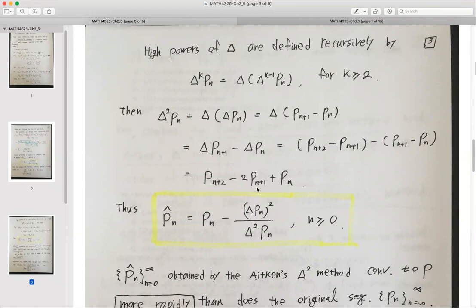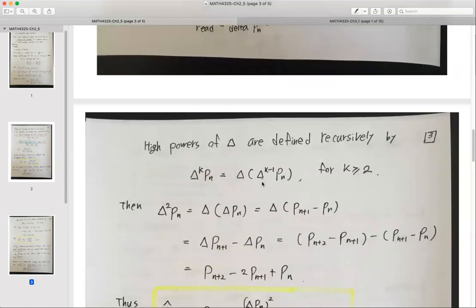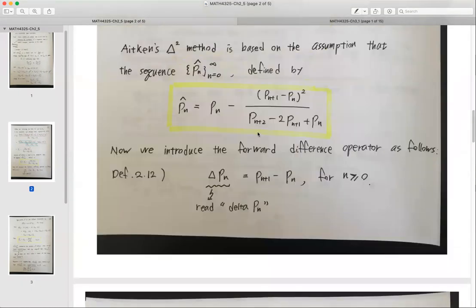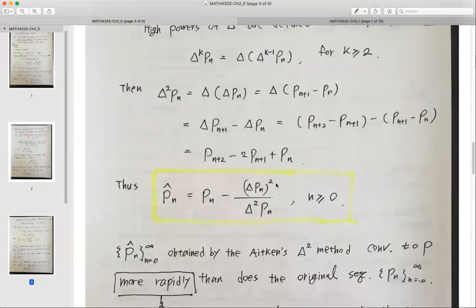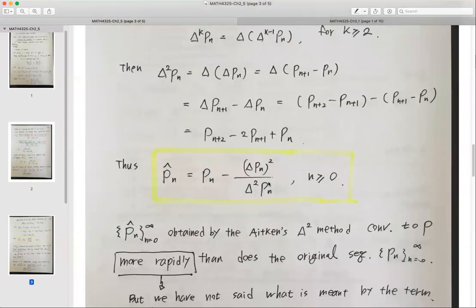Okay, that's exactly the same as the denominator right here in the Atkinson delta square method. And the top one is just delta p n squared, right? So we can express the Atkinson formula like this using the delta, forward difference operator. You will see the forward difference operator later. Okay, so just keep this in mind.